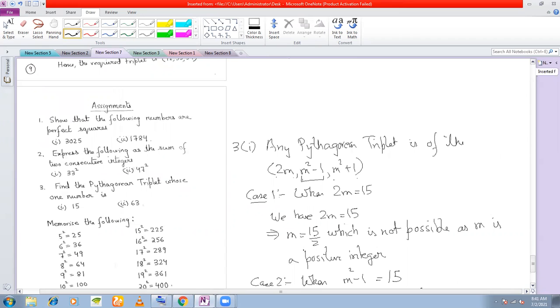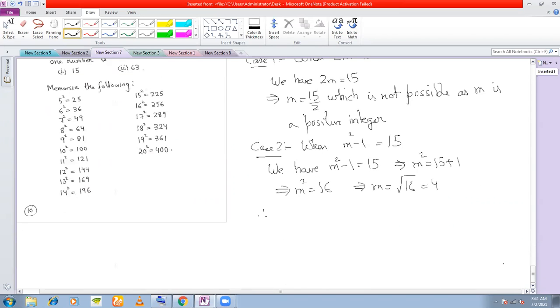From here we have considered this as 15. So what should be 2m here? Sir, we don't have to do m squared plus 1. Yes, we will do that. 2m here is 2 into 4, which is equal to 8. And what is m squared plus 1? m squared plus 1 is 4 squared plus 1, which is 16 plus 1, equal to 17, right? So therefore, what is the triplet here? The Pythagorean triplet in this case is 8, 15, 17.